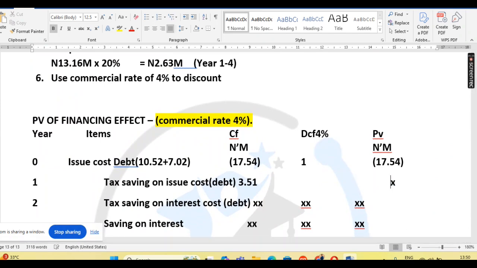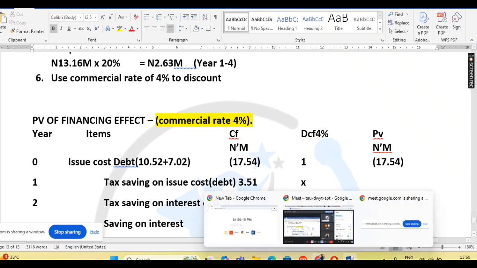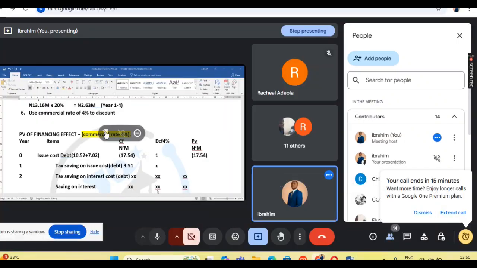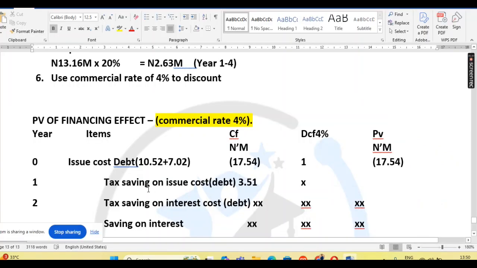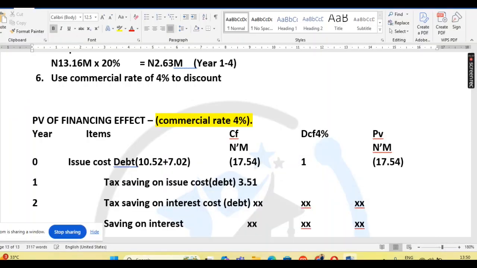So you do the DCF by yourself. You will get the answer, please. I've been saying it, give me figure, give me figure. What is the DCF? 0.962. Okay.